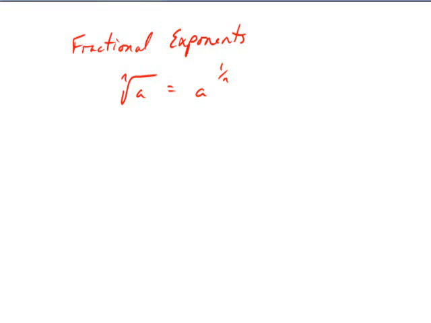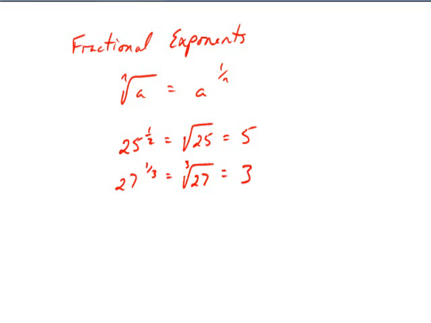So for example, 25 to the 1/2 power is the same as the square root of 25. Notice the denominator of 2 in the exponent is the index on the radical. Square root of 25 would be 5. Or 27 to the 1/3 power is the cube root of 27. Notice again, the denominator on the exponent is the same as the index on the radical. Cube root of 27 is 3.